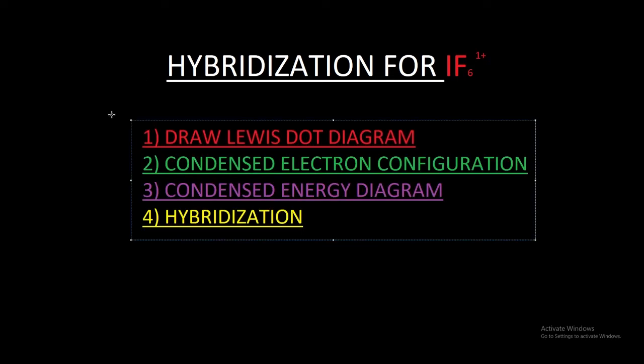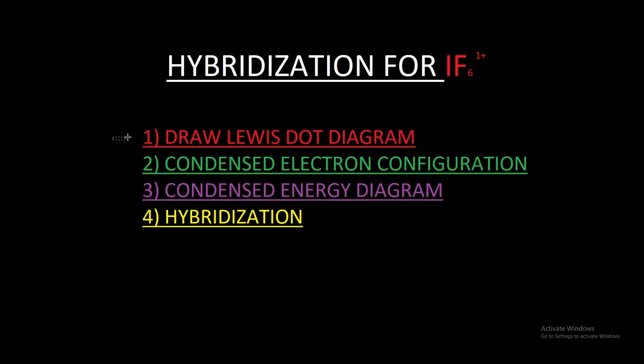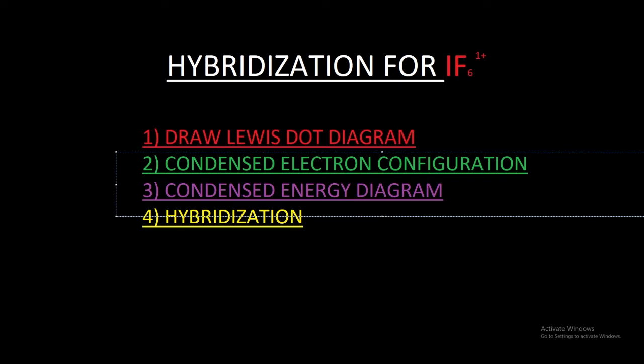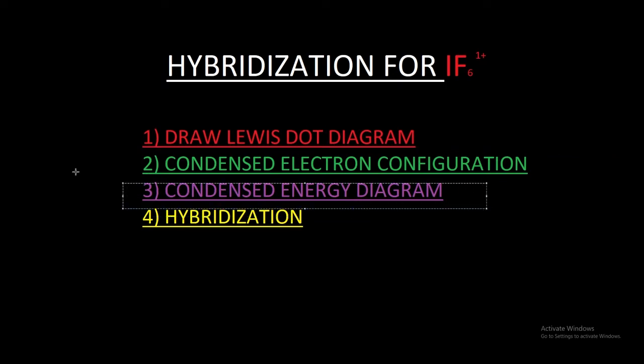For now, I'd like you to take a look at the steps we will be going through. It is only a 4-step process, so it is not too difficult, but these are the steps we will be going through in order to solve for the hybridization of IF6 1+. Step 1, draw your Lewis dot diagram. Step 2, condensed electron configuration. Step 3, draw your energy level diagram. And step 4, of course, your actual hybridization.